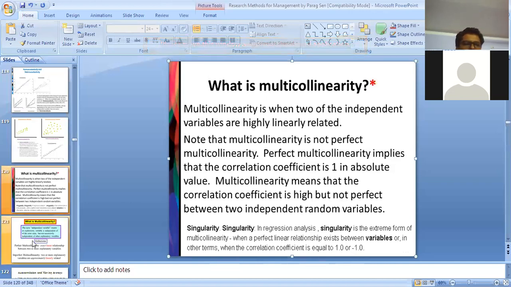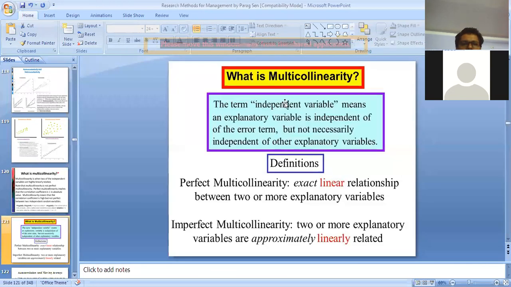So again we can see the next slide. What is multicollinearity? It is also written. The term independent variable means an explanatory variable is independent of the error term but not necessarily independent of other explanatory variables. Perfect multicollinearity is an exact linear relationship between two or more explanatory variables, and imperfect multicollinearity is when two or more explanatory variables are approximately linearly related.